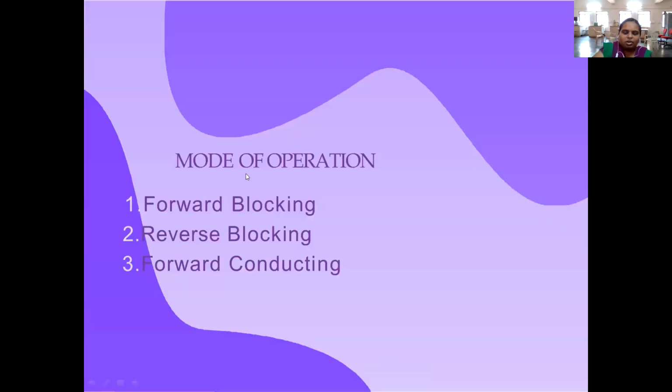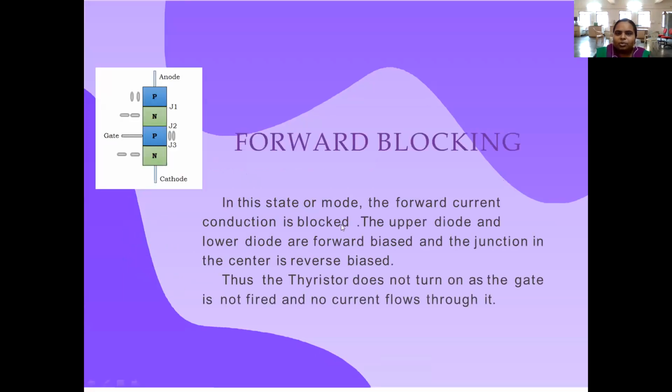Next, which operations are we going for in the SCR? There are three modes of operation. The first one is forward blocking, then reverse blocking, and forward conducting. First, what is forward blocking? We say forward because the forward connection is there, but still it's blocking. How is it possible? Just observe here.